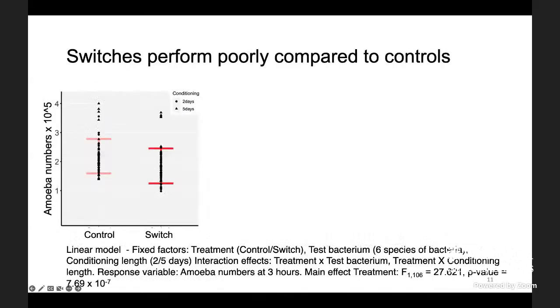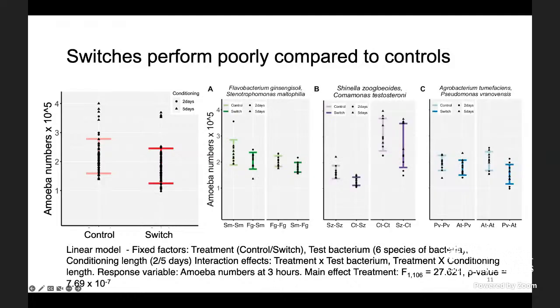Basically, yes, switches perform poorly compared to controls. This is just the main effect. The amoeba numbers are on the y-axis, and the light red is the controls, and you see there are more amoebas in the controls than switches. And taking a closer look at all those 6 different switches, generally we do see that the controls perform better than switches. Now, like I mentioned, I'm looking at these switching costs very early after I set up this experiment, within 3 hours from setup.